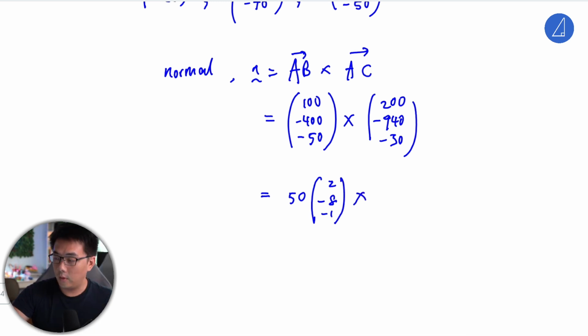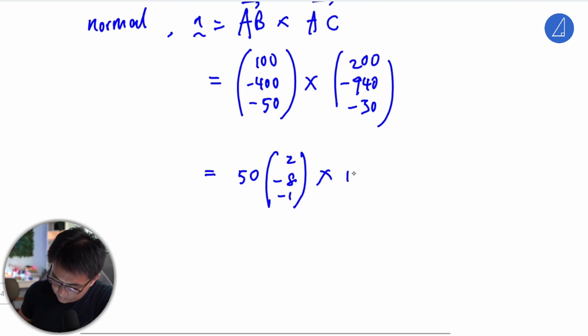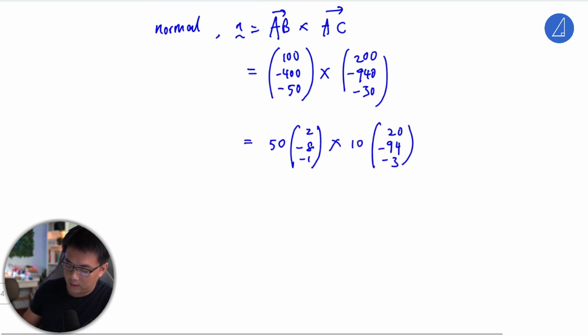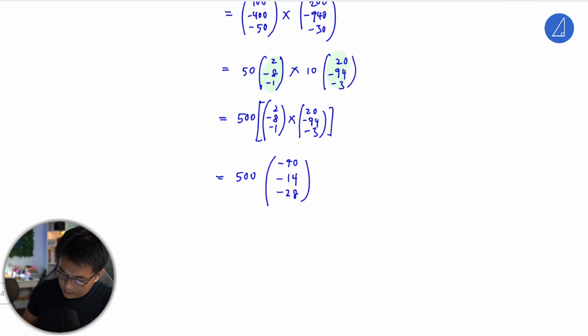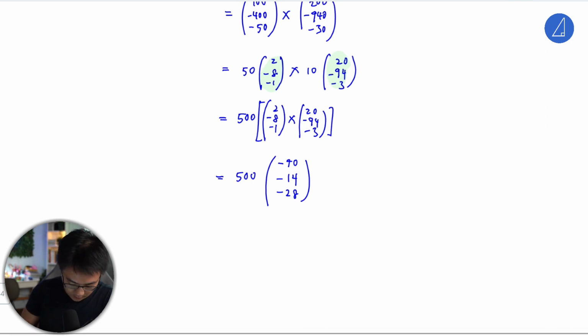Okay. For the last one, I'm just going to take out the 10. There will be 20, 94 and minus 3. Okay, then I'm just going to cross them. I'm going to cross these two. This 50 and the 10, I'll just move them because they're just a scalar multiple. So 50 multiplied by 10 will be 500. Then after which I just take these two cross together. All right. So once done, I cross them. I'll get this value here.